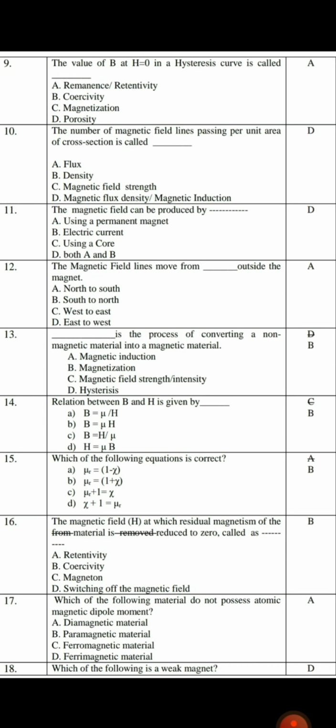13. Blank is the process of converting a non-magnetic material into a magnetic material. So the options are option A, magnetic induction. B, magnetization. C, magnetic field strength. D, hysteresis. So the correct option is B, that is magnetization.